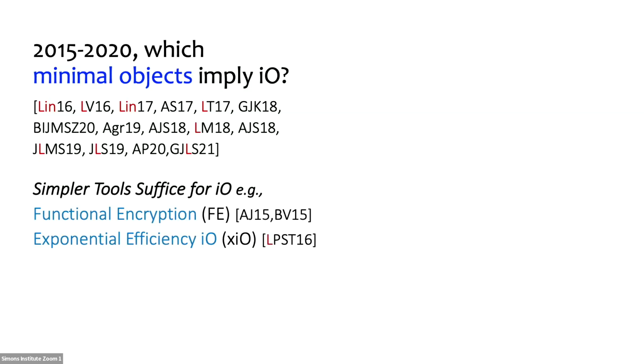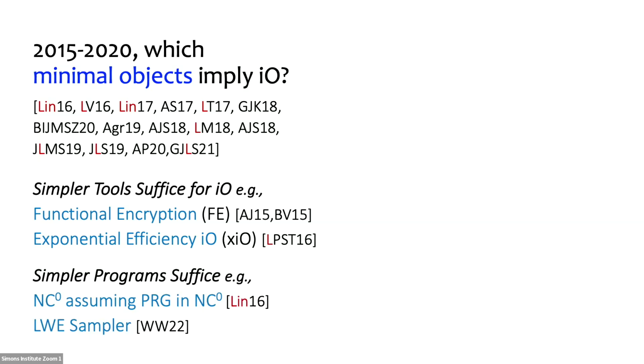And there are two powerful reductions that have arisen. One reduction tells us that to build IO, this powerful primitive, it suffices to build simpler tools, such as functional encryption and exponential efficiency IO. Another class of reduction tells us that to support arbitrary complex programs, it suffices to support much weaker programs, such as NC0 functions, if we're willing to assume certain simple PRGs exist, or LWE samplers, etc.